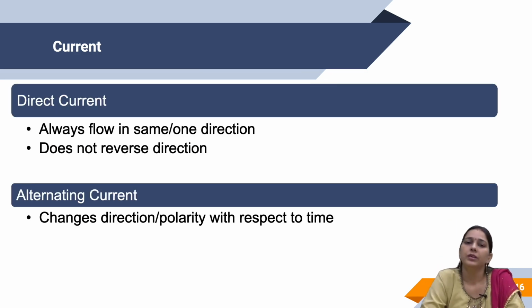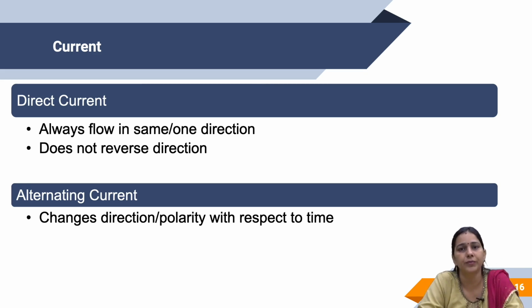Now current we can classify into two categories: number 1, direct current, and second, alternating current. Direct current, what is direct current? The question arises, we are always hearing about the two terminologies, AC and DC. The abbreviation of DC is direct current, and the abbreviation of AC is alternating current. How does DC come about, and what are the differences between AC and DC?